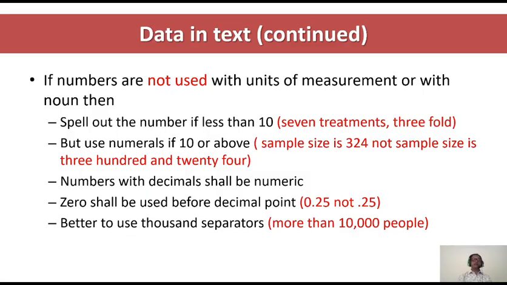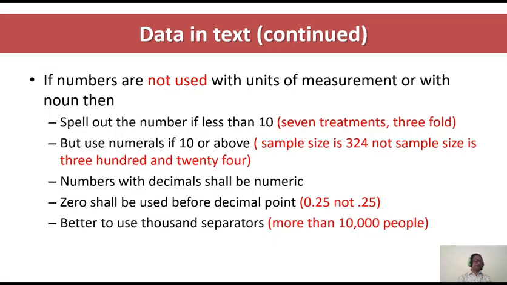A sample of size 324, not the sample of size spelled out in words. Not that way. Numbers with decimals shall always be numeric. Obviously, 0.25, it should be written like this.